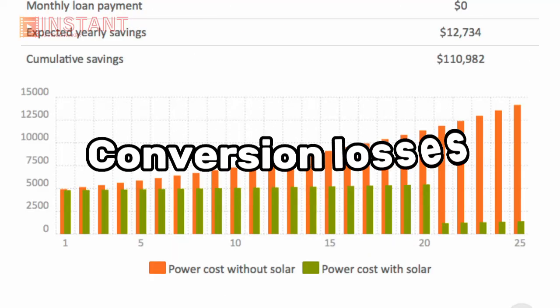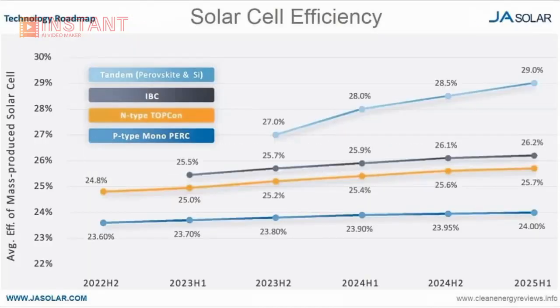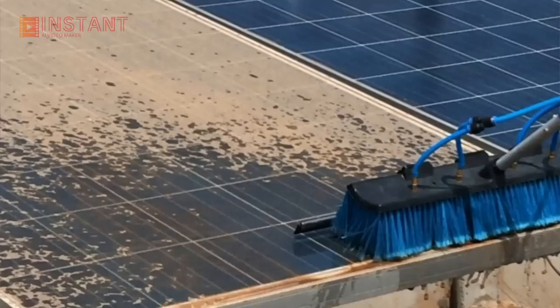Number 1. Conversion losses. Despite advancements in solar technology, solar panels have a maximum efficiency rating. The difference between the actual output and the maximum potential output represents conversion losses.